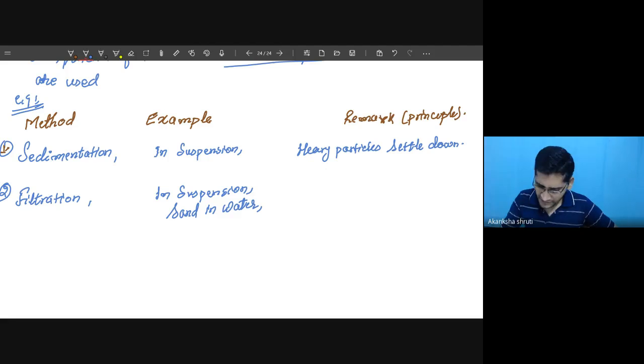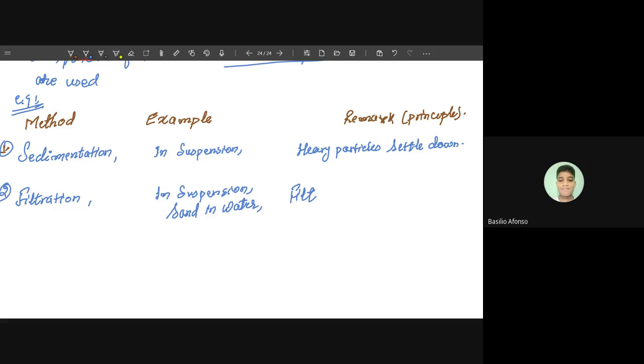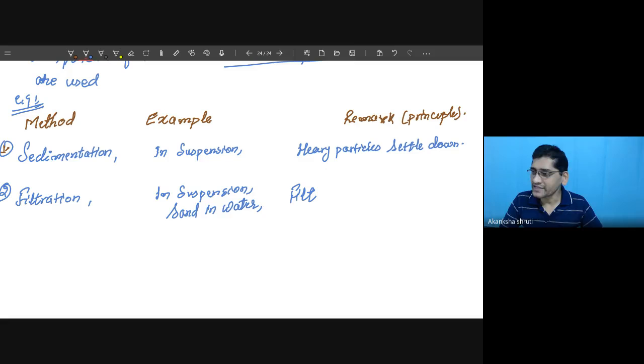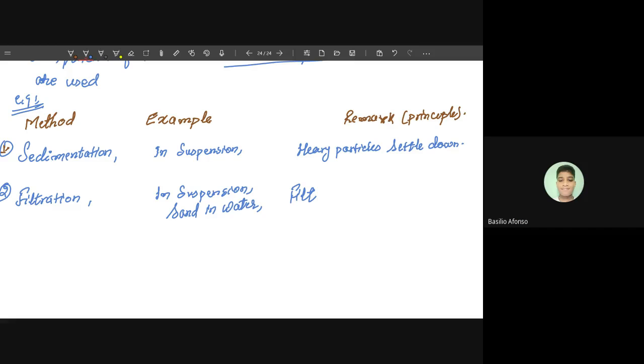So what is this? Filter paper. Heavy particles are left out and the smaller particles are filtered and go down. It is not based on the heavy particle, it is based on the pore size or hole size. Larger size particles are stopped.